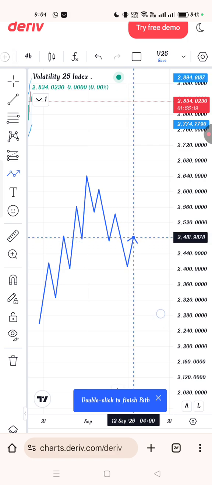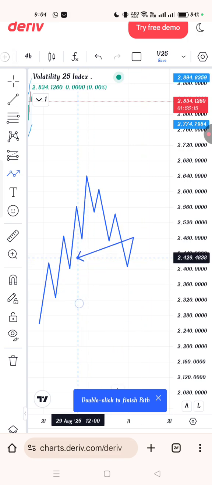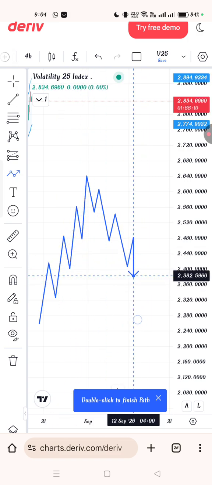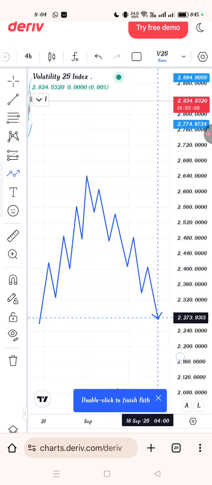So how do you now get your sales? Sales are taken on those retests you're seeing there. So price takes a lower high out. For example, this higher low is taken out. After being taken out, the price has to do what? It has to do a reversal there, and then we open more sales.